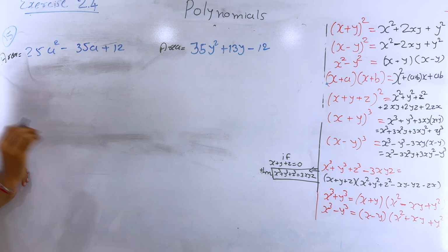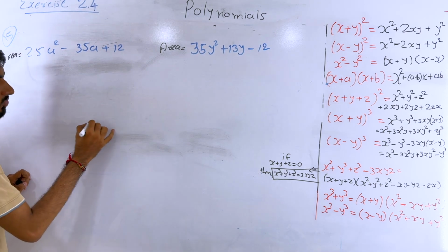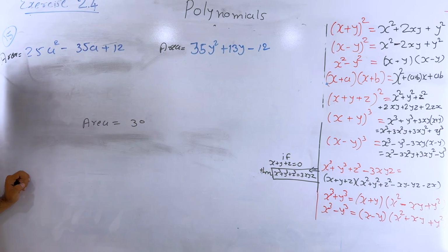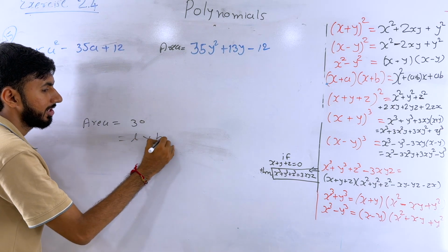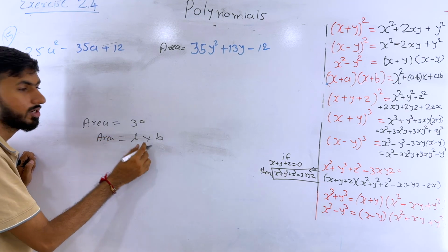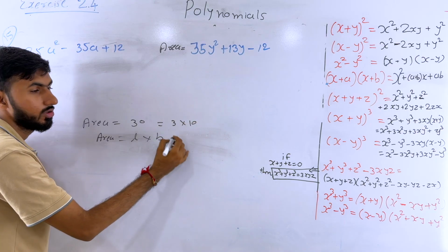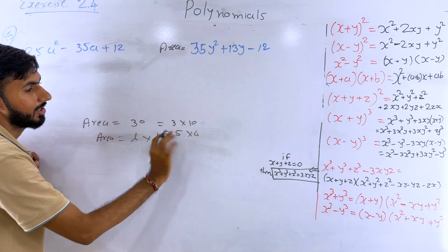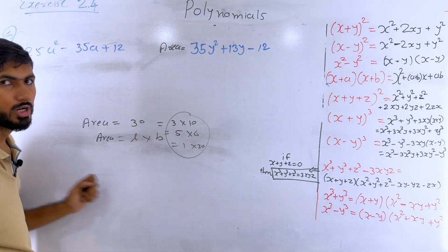So let us just understand the question by using numbers. If someone tells you that the area of any rectangle is 30, find a possible value of length and breadth. That means you have to find that length and breadth. We all know that area of rectangle is equal to length multiplied by breadth. So for 30, I can write 3 multiplied by 10 also. I can write 5 multiplied by 6 also. And I can write vice versa also, 1 multiplied by 30 also. So these are the possible values for length and breadth.